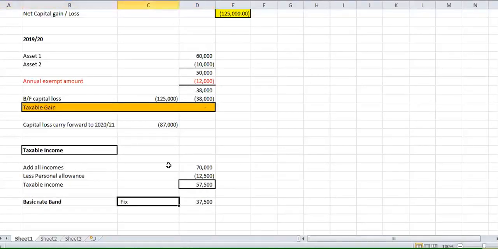But this is a combined level for income tax and CGT, used in capital gains tax if not 100% utilized in income tax.